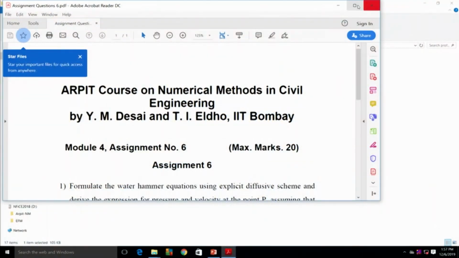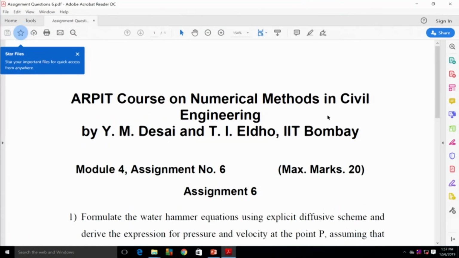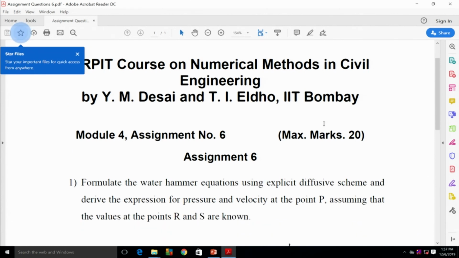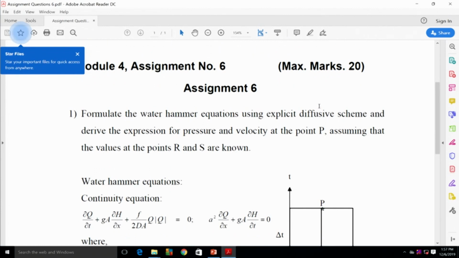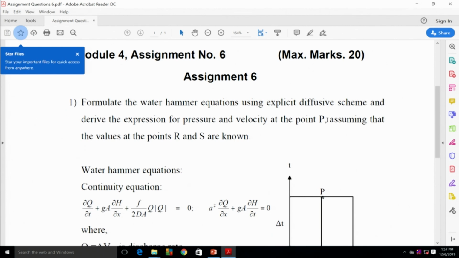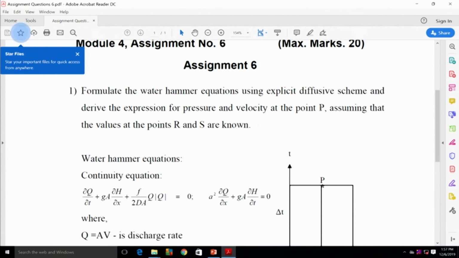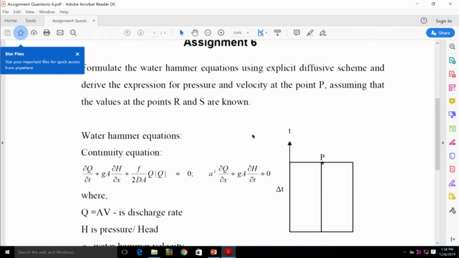We will briefly discuss it. Here we are discussing module number 4, lecture number 6, assignment number 6. Only one problem is there: formulate the water hammer equation using the explicit diffusive scheme and derive the expression for head or pressure and velocity at the point P, assuming the velocity or the flow rate, Q equal to AV, you can substitute and achieve the pressure, assuming the values at the points R and S are known.